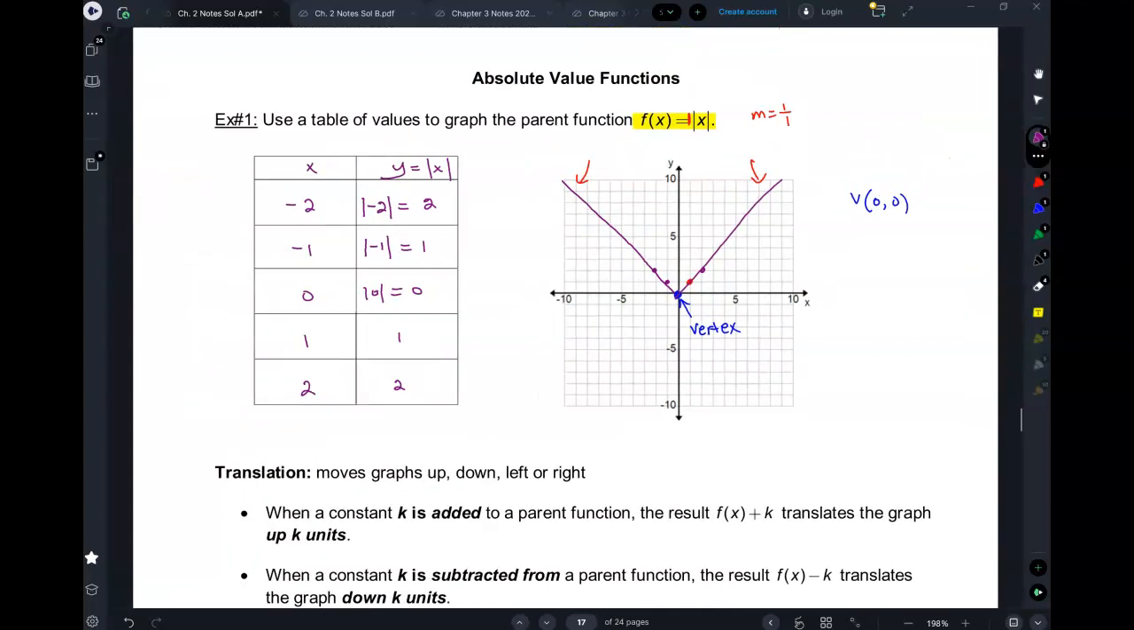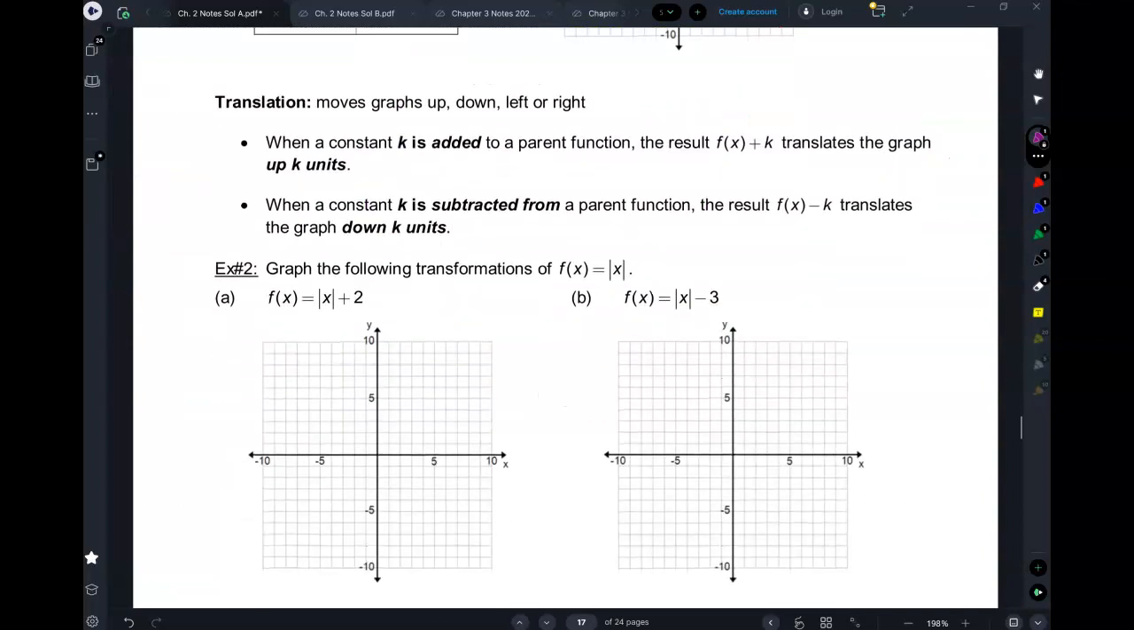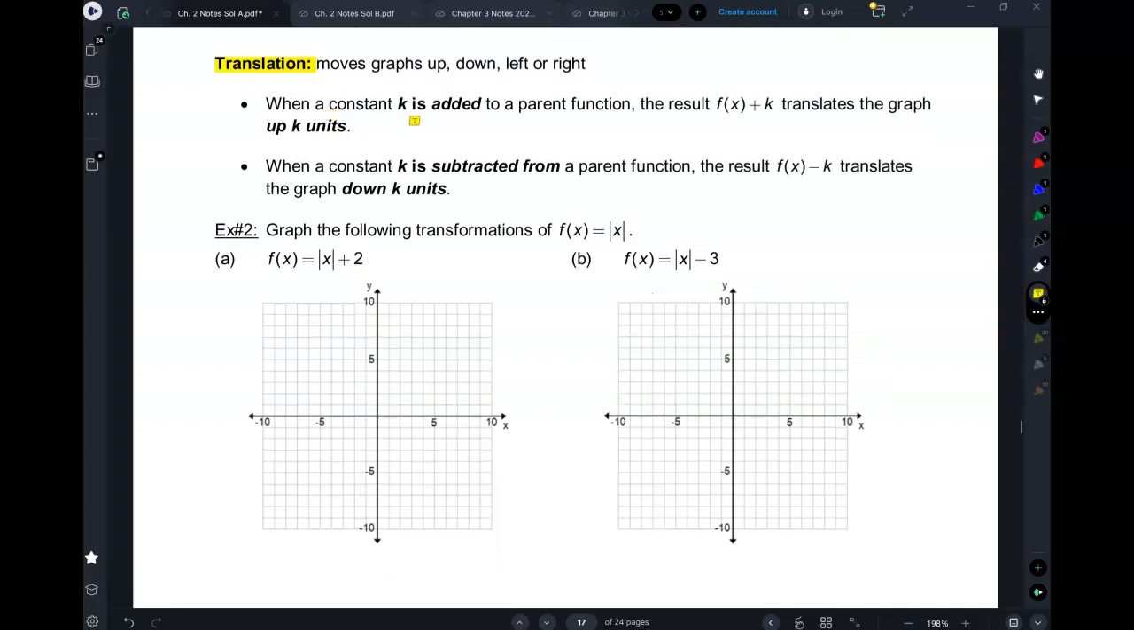All right, so now let's do a couple more. Okay, now translation. A translation is when the graph physically moves up, down, right, left. Okay? So when a constant is added to the parent function, so you get f of x plus k, the graph goes up k units. When it's subtracted, it goes down k units.